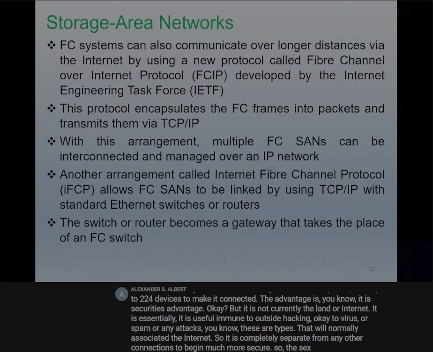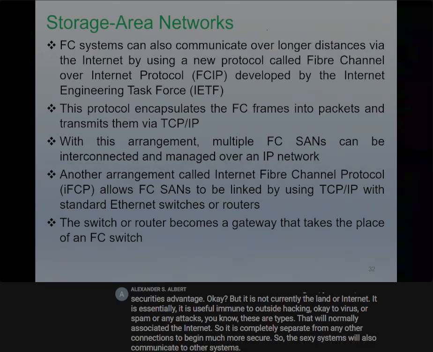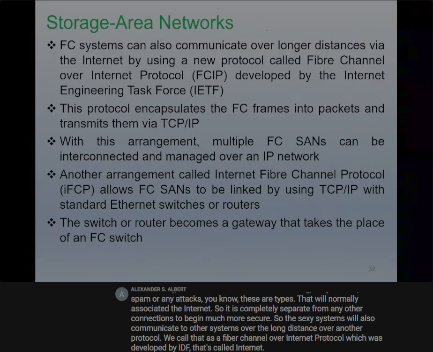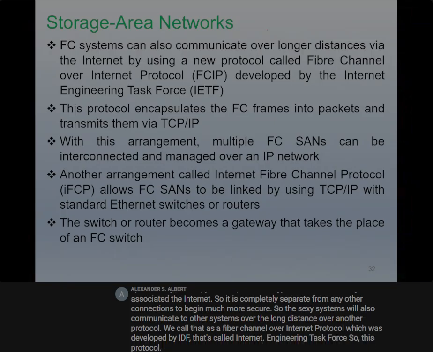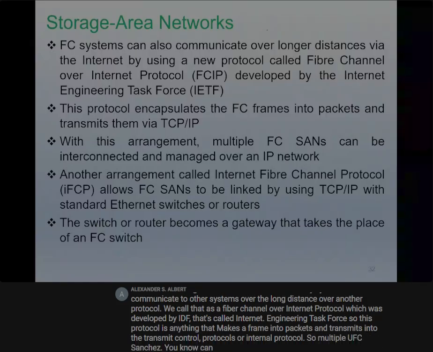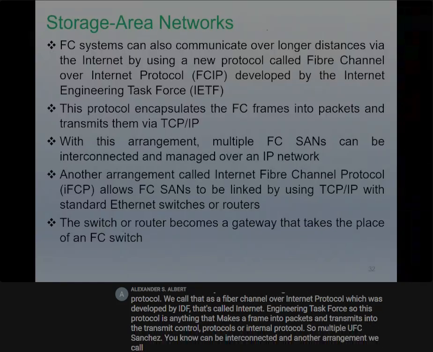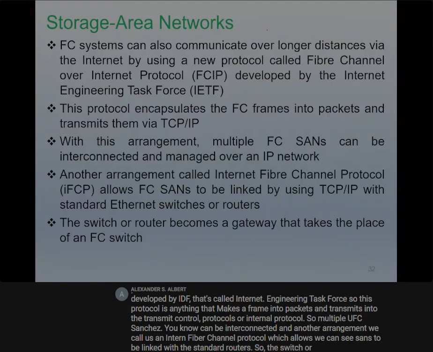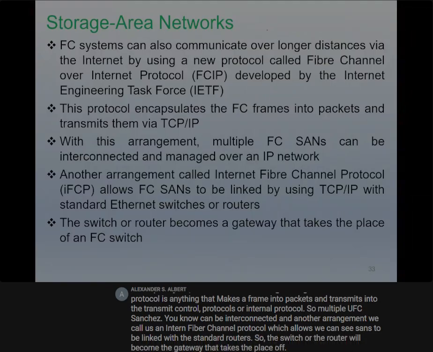FC systems can also communicate with other systems over long distances using another protocol, which we call Fiber Channel over Internet Protocol, FCIP, developed by the IETF, the Internet Engineering Task Force. This protocol takes a frame, makes it into packets, and transmits it through TCP/IP. So multiple FC SANs can be interconnected. Another arrangement is called the Internet Fiber Channel Protocol, iFCP, which allows FC SANs to be linked with standard routers. The switch or the router becomes the gateway that takes the place of an FC switch.